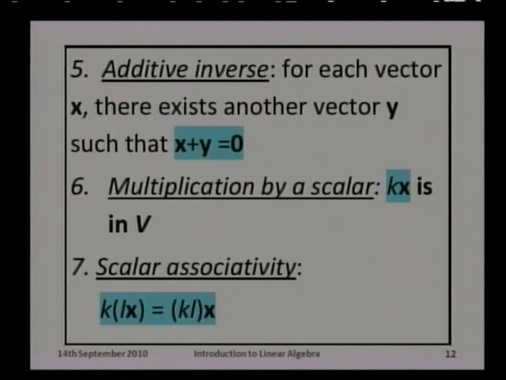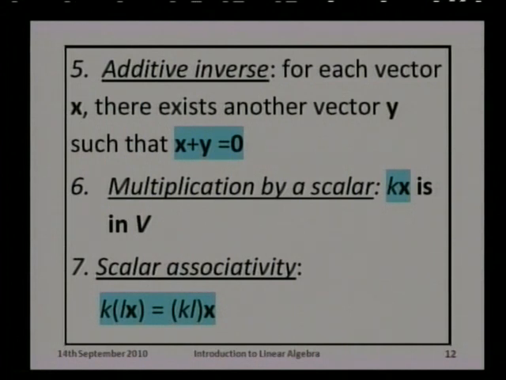Then the fifth one is additive inverse. For each vector x, there exists another vector y such that x plus y equal to 0. So if there is such y, we say that x has an additive inverse, and it should happen for each vector. Then multiplication by a scalar, kx is in V. That means for each scalar k and a vector x, the scalar multiplication must be in V.